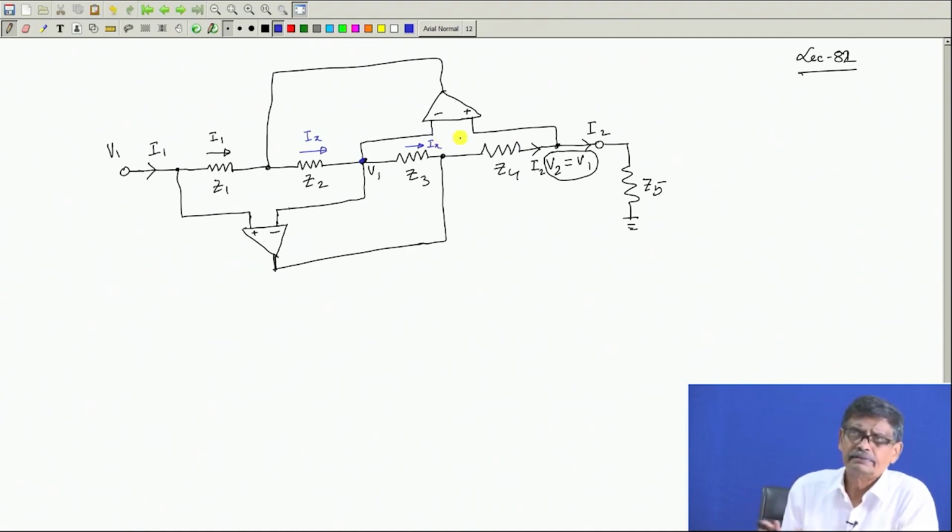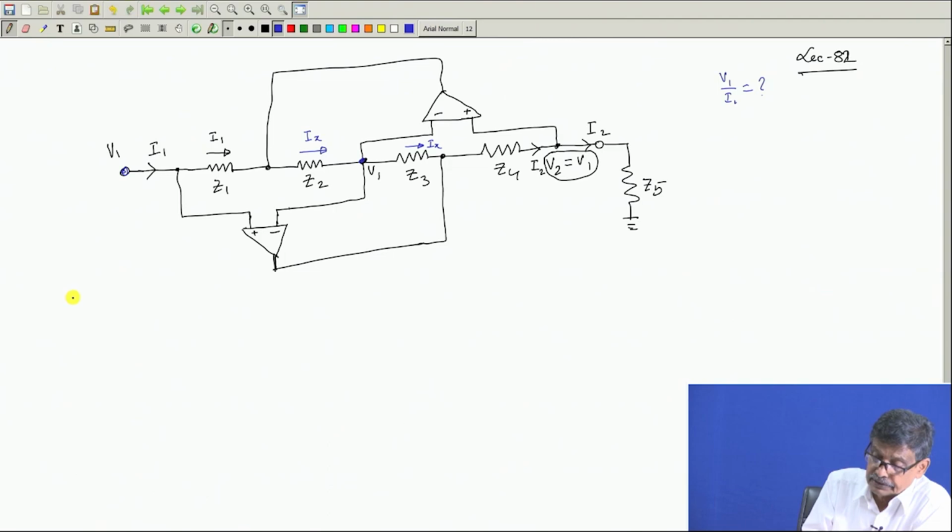I mean, a four-line derivation simply. So, given this network using 2 op amps, we come to these conclusions, and we would like to find out what is V1 by I1, that is, the impedance seen from the input side, which is the voltage applied divided by the current. Now look at Z1 and Z2. If you look carefully, they are in parallel.